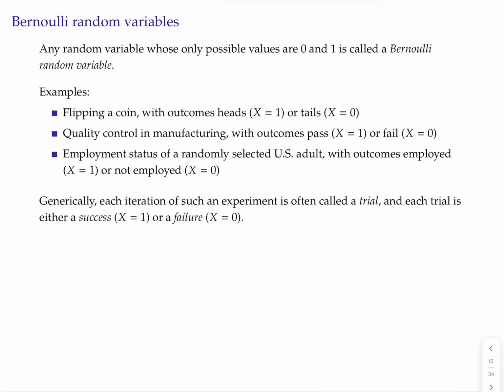The jargon here is that each iteration of such an experiment is called a trial. So you could flip a coin over and over, and in the different trials, you get x equals 1 on some, x equals 0 on others. You could survey different people, some employed, some not employed, etc. So each iteration is a trial, and the trials are either success, that's attached to the x equals 1 case, or failure if x equals 0.